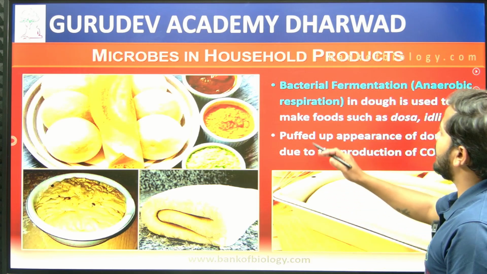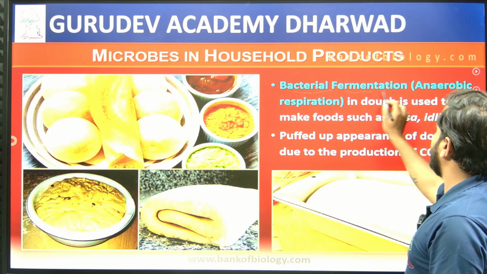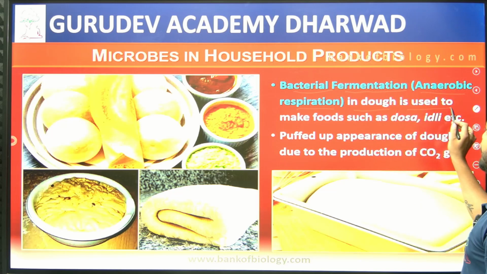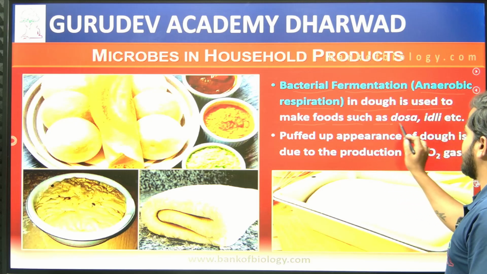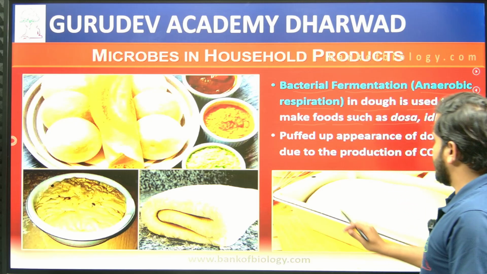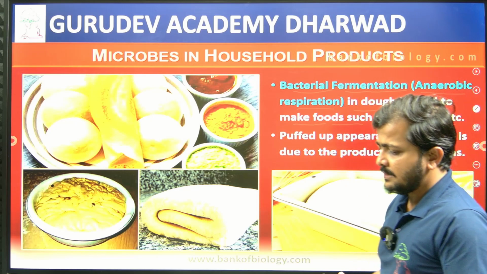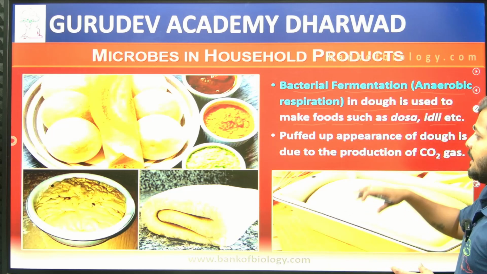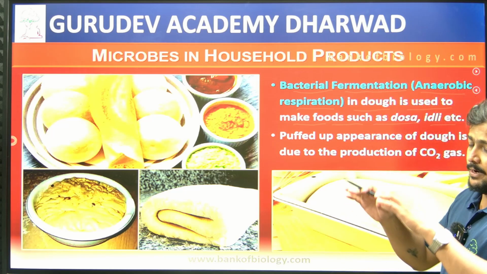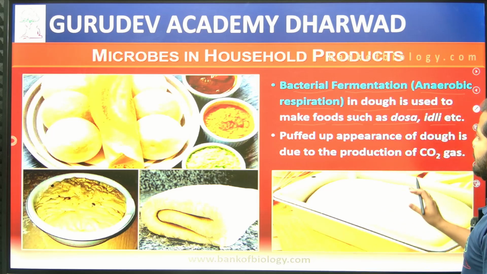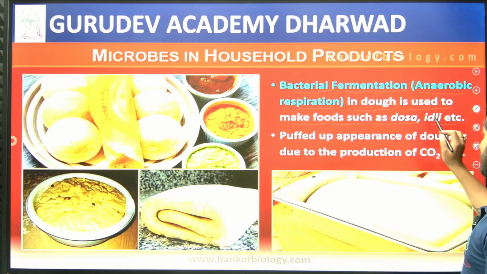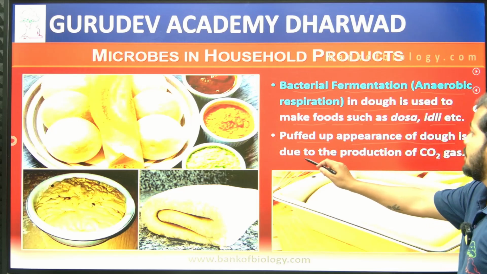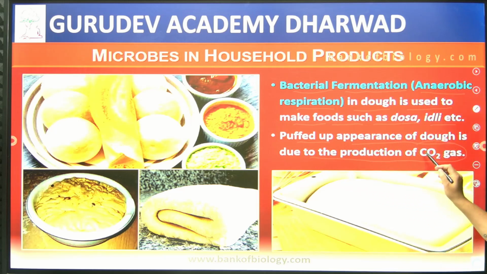Then consider bacterial fermentation, majorly an anaerobic type of respiration, in which the dough is used to make food such as dosa and idlis, right? To prepare a dough, they take all different types of ingredients and add bacteria. Later, in the morning, you will find the dough has grown, and that dough can be used for the preparation of dosa and idli. The puffed appearance of the dough is due to the production of CO2 gas. This is what you should remember.